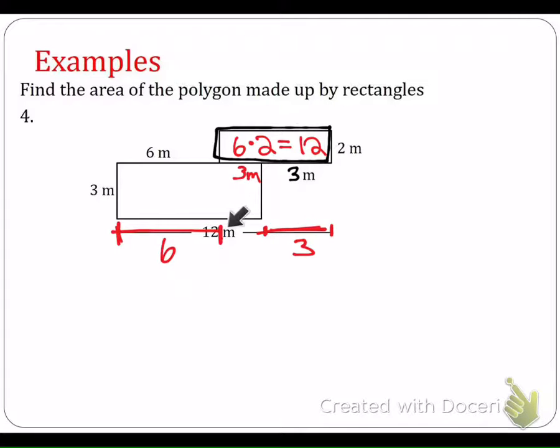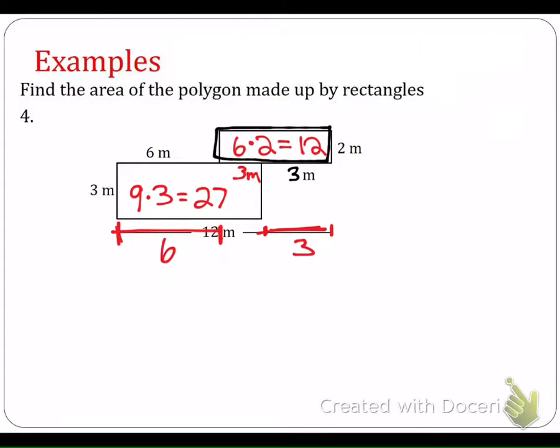Now, for this guy, how long is this side? 6 and this little hunk is 3. 9. So 9 by 3. 27. Good. Where are you getting 9 from? Because this is 6 and this is 3. And 6 plus 3 is 9. So 9 by 3.